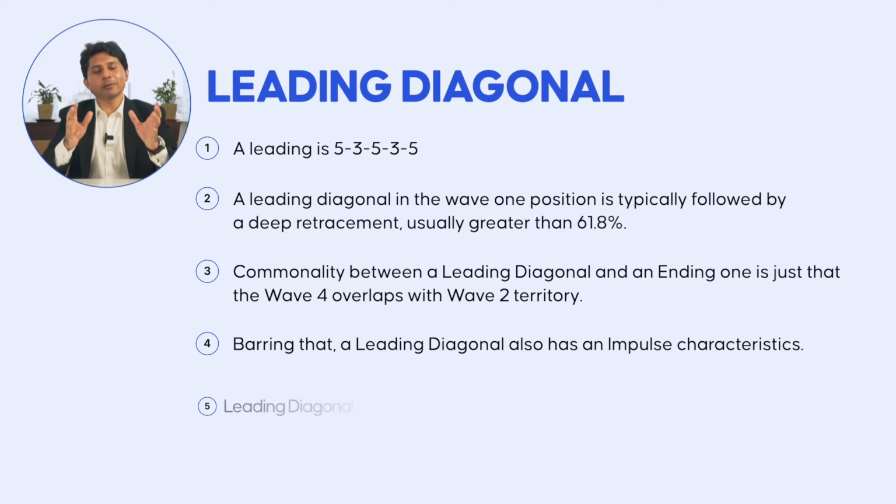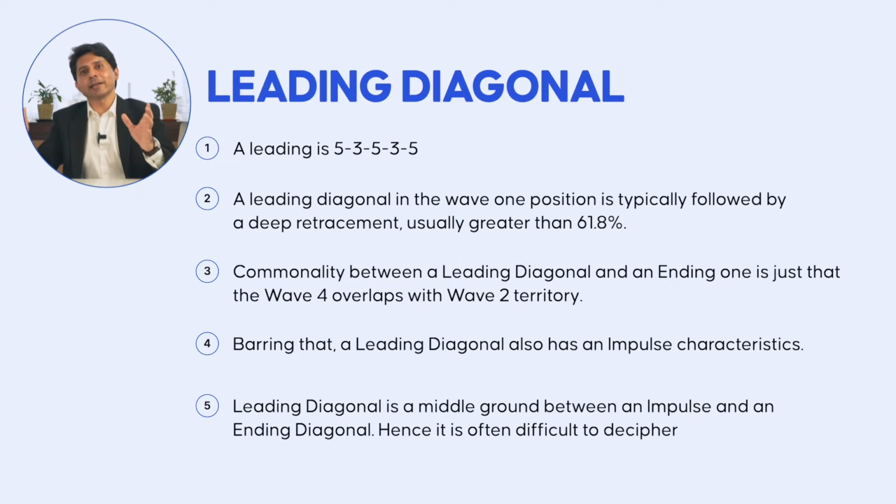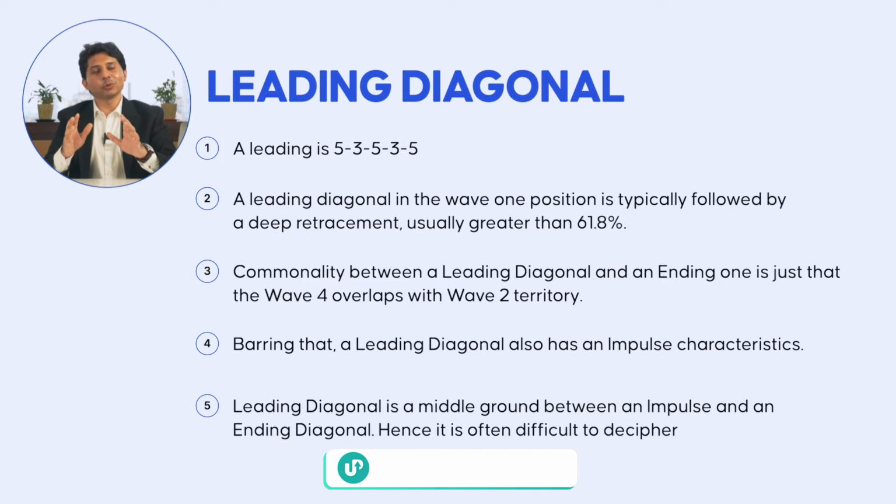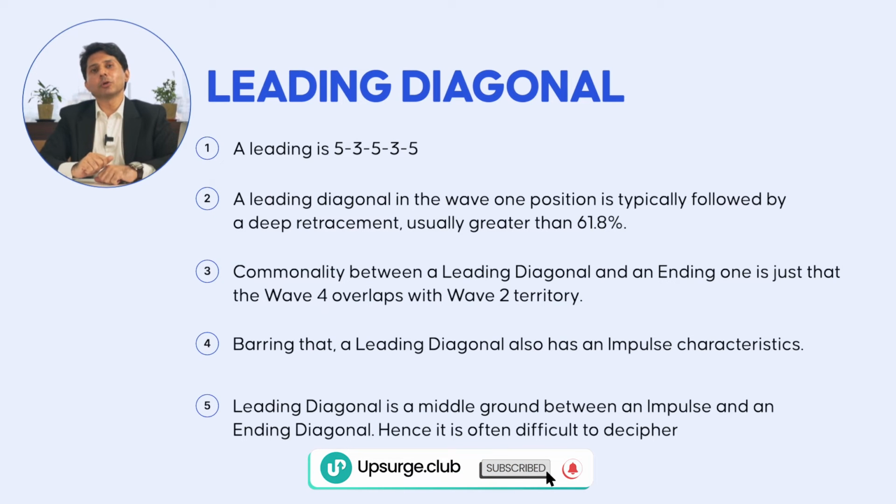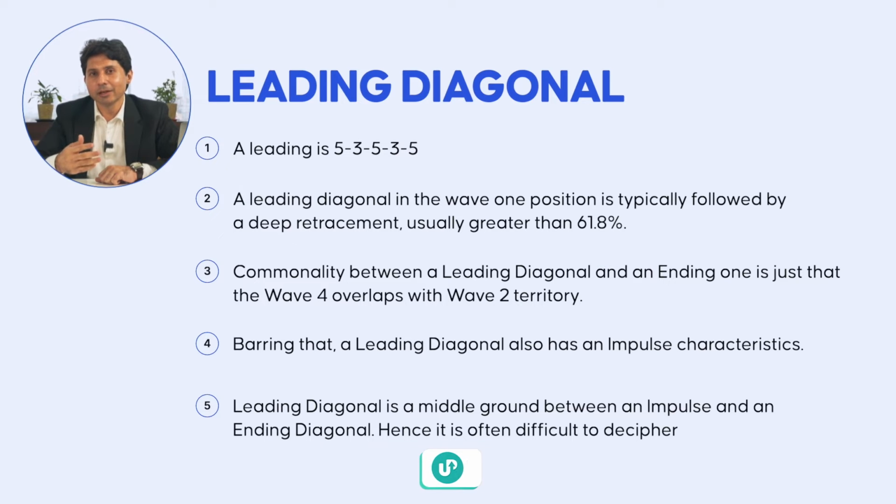So there's a middle ground between an impulse and an ending diagonal, which is the leading diagonal. That's why it's a little difficult to decipher. But one important point is why it is called a leading diagonal. Because when a leading diagonal happens, it is usually the wave 1 of one larger degree. So after that, when a 61.8% retracement happens, the larger wave 3 is waiting thereafter, which is the larger wave that a trader is waiting to play for.